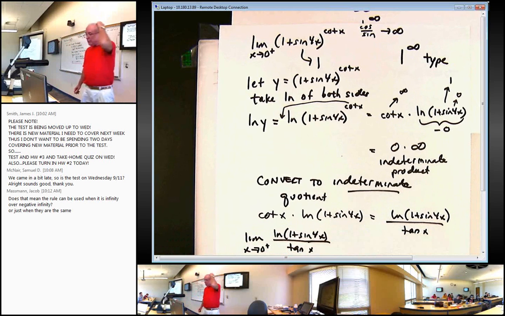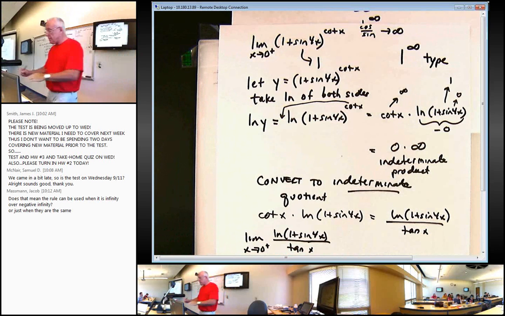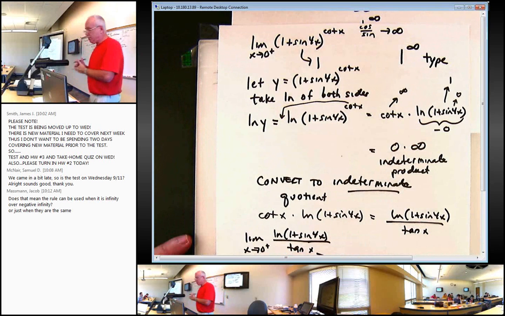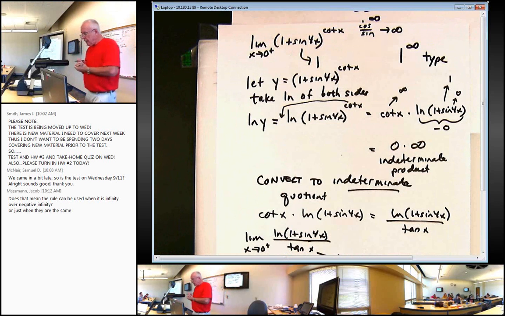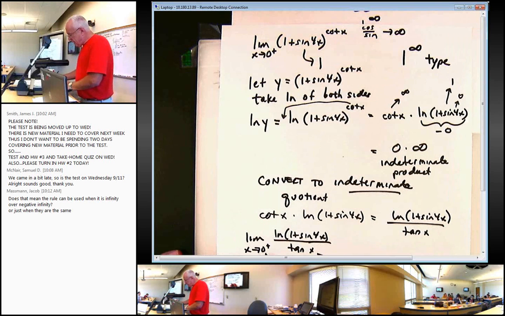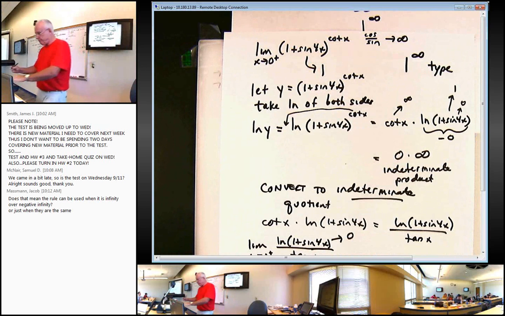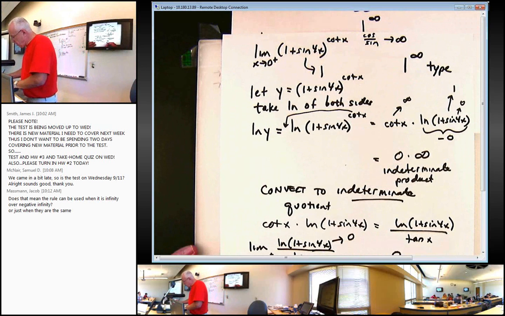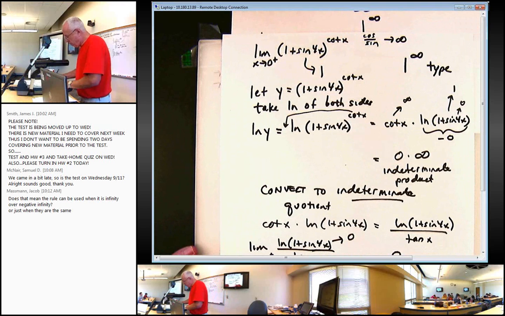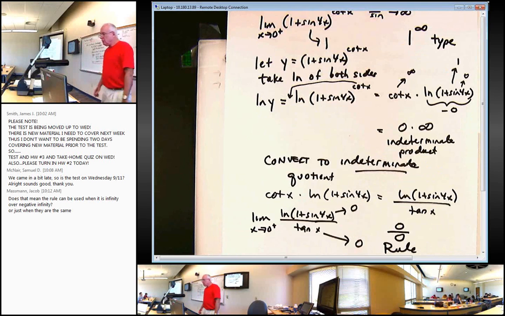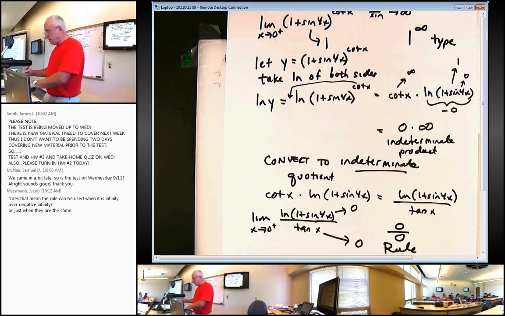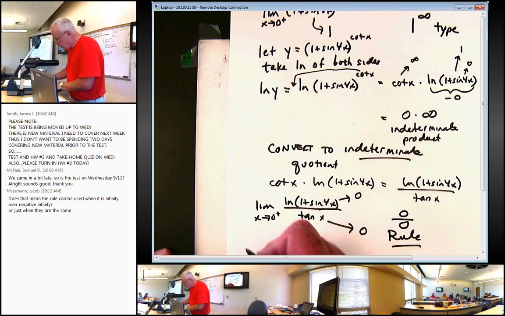Okay, well the tangent approaches 0 as x approaches 0, so that bottom one is going to approach 0. And let's see here, the top one, that's going to approach 0. The ln of 1 is going to be 0. So we have a 0 over 0 case. So we can use the rule. All right. So let's do the derivative of the top over the derivative of the bottom. Limit as x approaches 0 from the plus side.